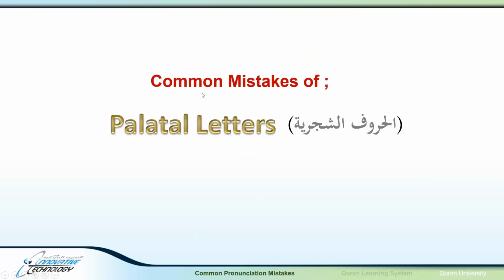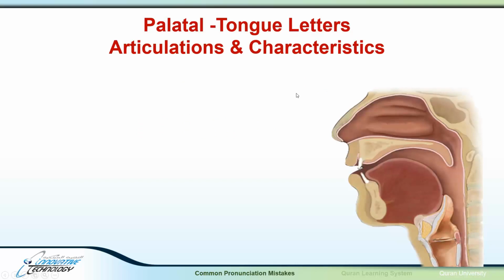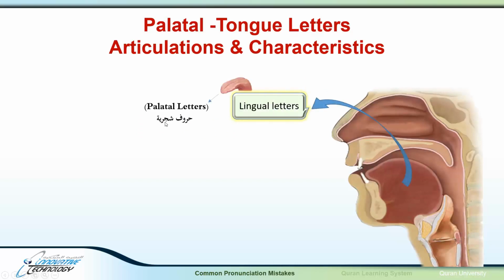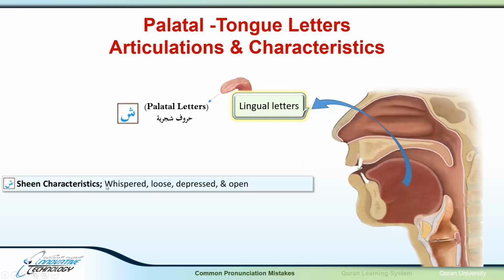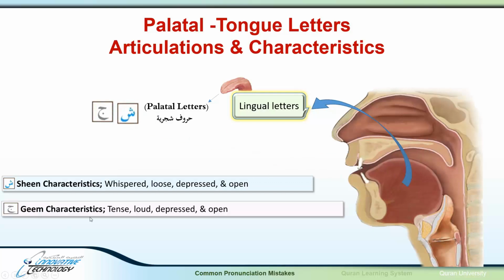Next we'll discuss the common mistakes of the palatal letters, al-huruf al-shajariyah. Palatal letters are actually a group of the lingual letters, and this group is called palatal or shajariyah because they are related to the palate, to this area here. And the first one of those is the sheen, which is characterized of being whispered, loose, depressed, and open. The second one of this group is the jim, which is characterized of being tense, loud, depressed, and open.